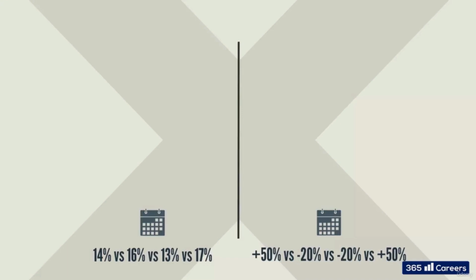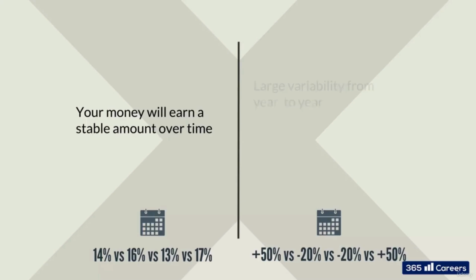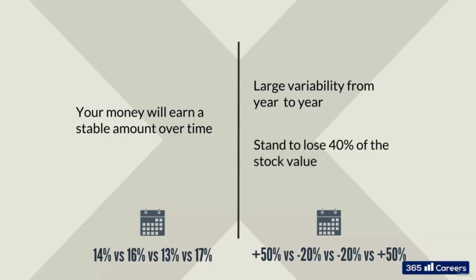In the first case, you can be certain your money will earn an amount that is more or less in line with what you expect. Things can be slightly better or slightly worse, but the rate of return is always 13 to 17%. Things change dramatically with the second set of data. There is a huge variability from 1 year to the next. The average return is the same, however, you can't have an idea about what comes next. If you are an investor who holds the stock for 2 years, you can lose 40% of its value if the years when you hold the stock are years 2 and 3.